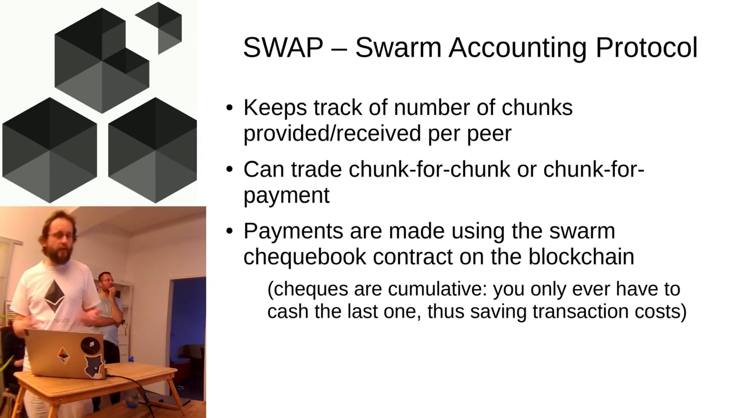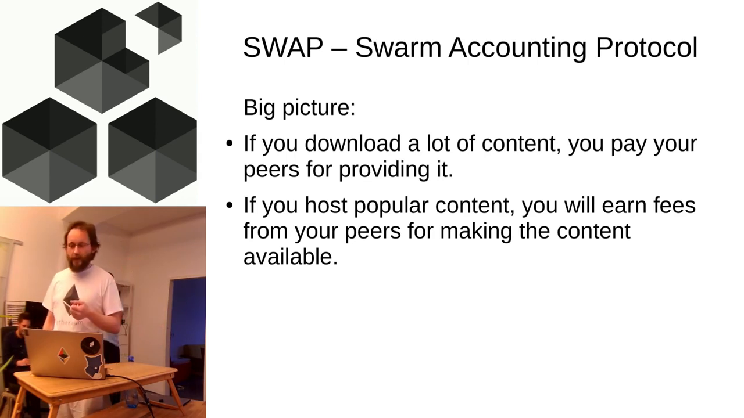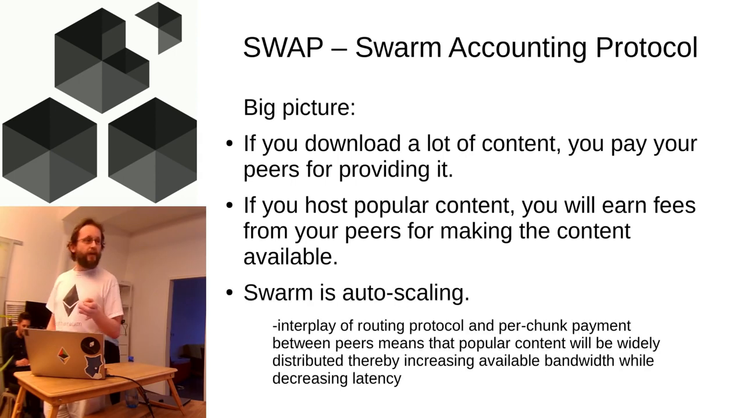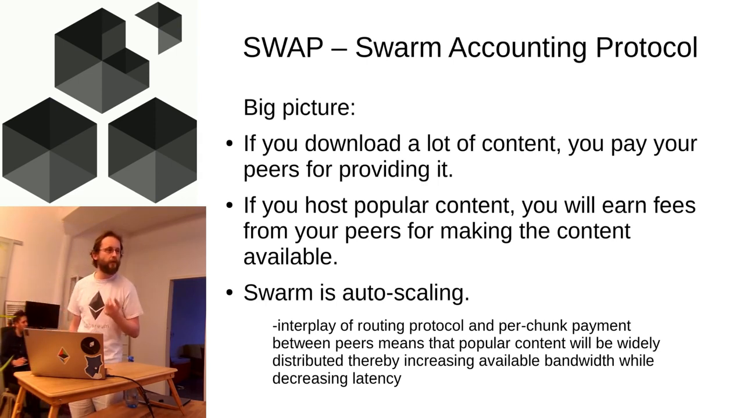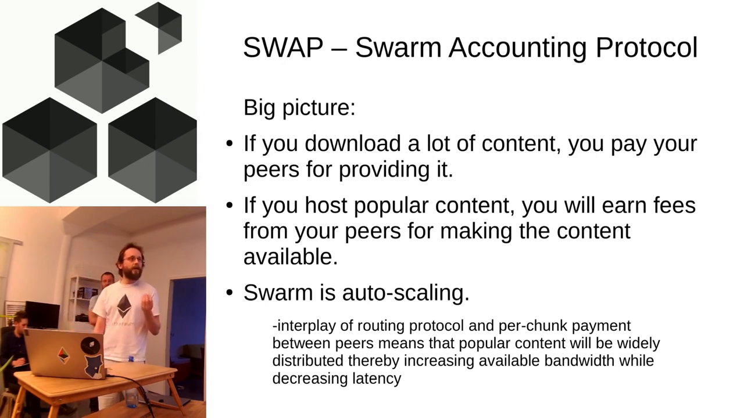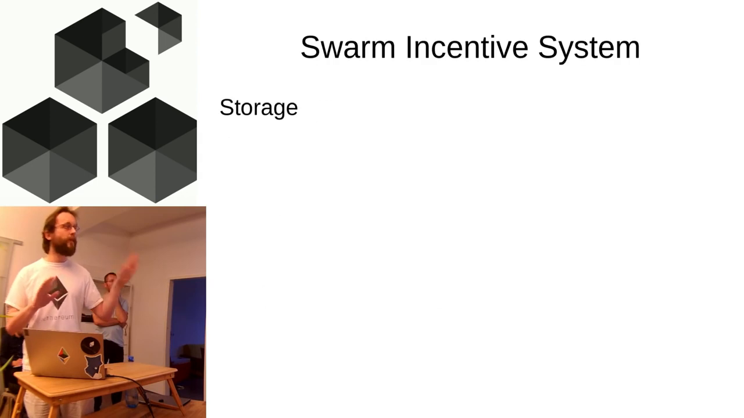All in all, what this adds up to, in the big picture, is if I download a lot, I'll have to pay. If I provide a lot, I'll earn. That's the big-level view. And then there's one other really nice feature emerging from this system: the Swarm is auto-scaling. Because if every node always tries to make the maximum profit, then popular content will automatically become widely spread, and therefore will be accessible with more bandwidth and lower latency. We don't have to build that in, it's an emergent property. So that's the bandwidth side of things.